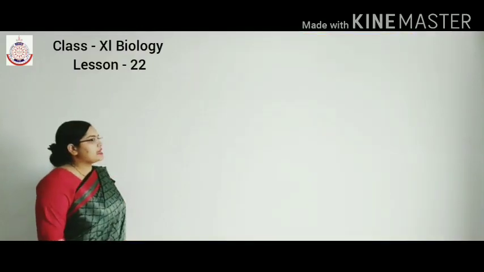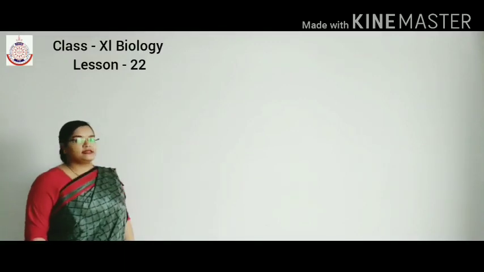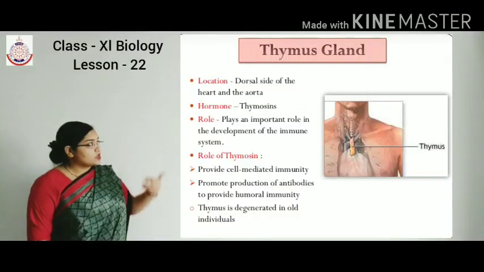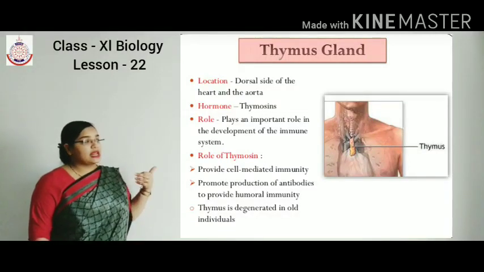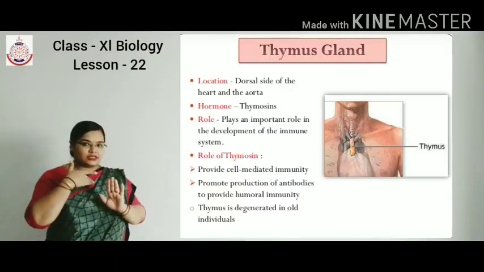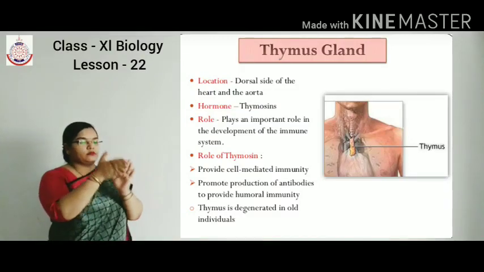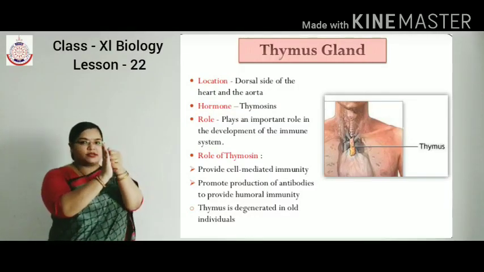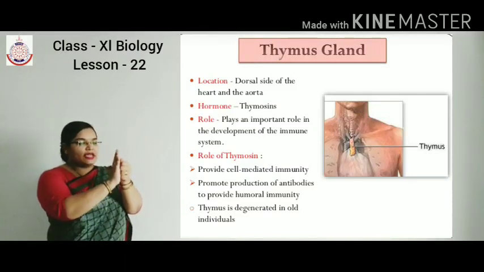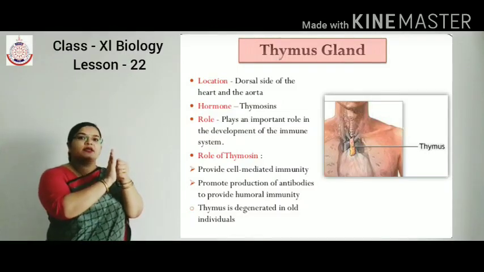Now the next gland, moving to the chest region, is the thymus gland. Where is it located? As you can see in the diagram, this thymus gland is located between the lungs, behind the sternum. This is your sternum, and behind the sternum, your thymus gland is present. Or you can say in between the lungs, behind the sternum, the thymus gland is present.